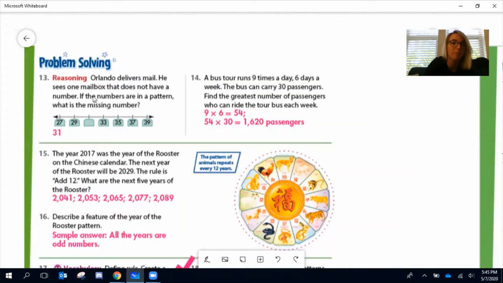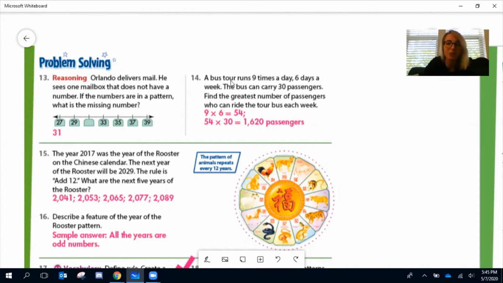Orlando delivers mail. He sees one mailbox that does not have a number. If the numbers are in a pattern, what is the missing number? So we have 27 and then 29. I know that I can add 2 to get from 27 to 29, but now I'm going to check with the rest to see if that works. 33 plus 2 is 35. 35 plus 2 is 37, and 37 plus 2 is 39. So I know that the rule for this is going to be adding 2, so I need to add 2 to 29, and I'll get 31.